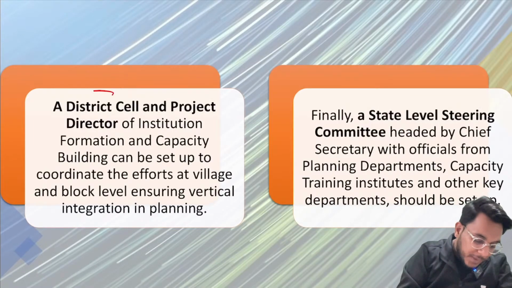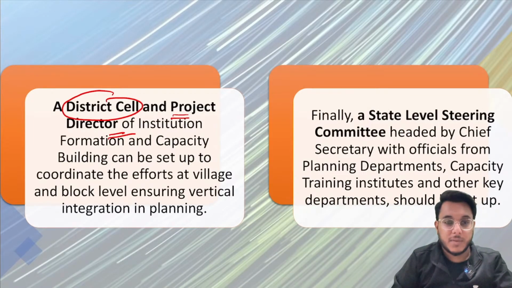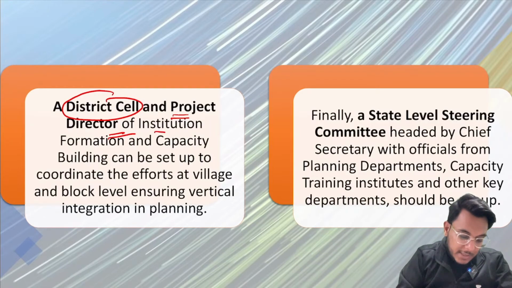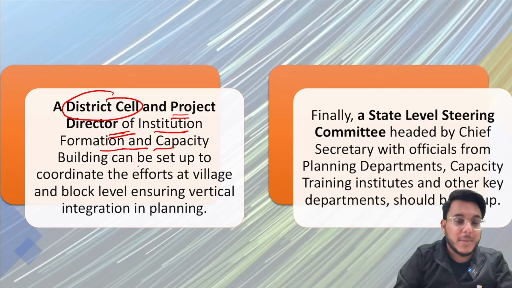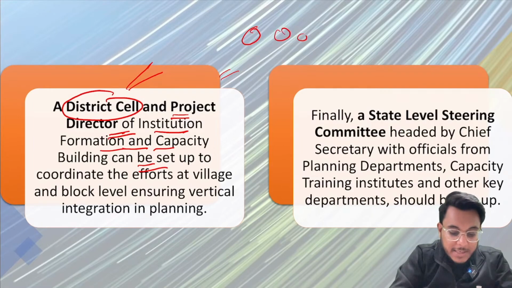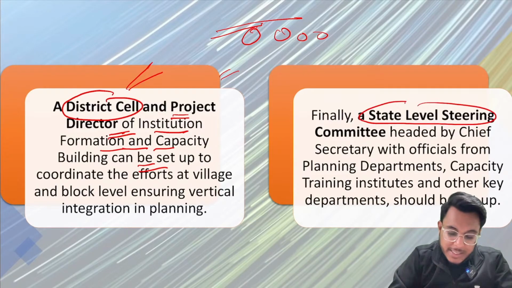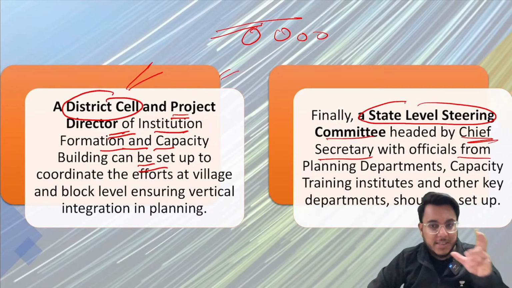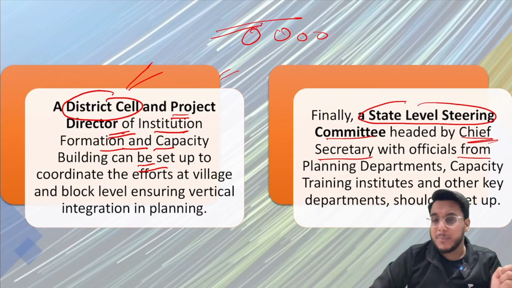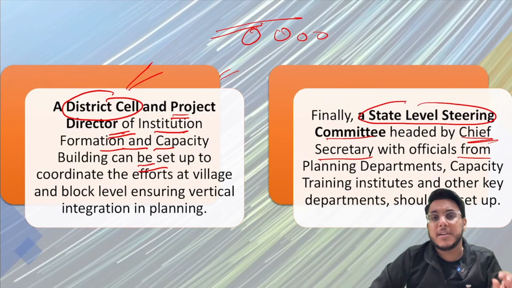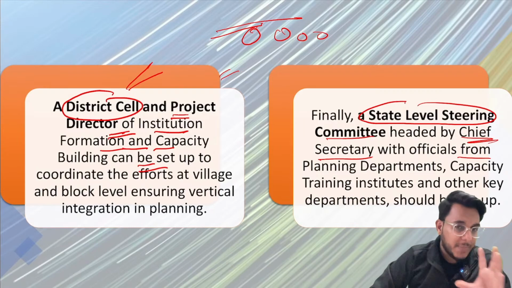Then after that, there should be a district cell and project director of institution formation and capacity building can be set up. In this direction, guys, at the district level also there needs to be a project director, who will ensure that all the villages and all the blocks are aligned. Then at the state level, there should be a steering committee, headed by the chief secretary. In this state level steering committee, the members from the planning department, different training institutes, all these departments should be there.